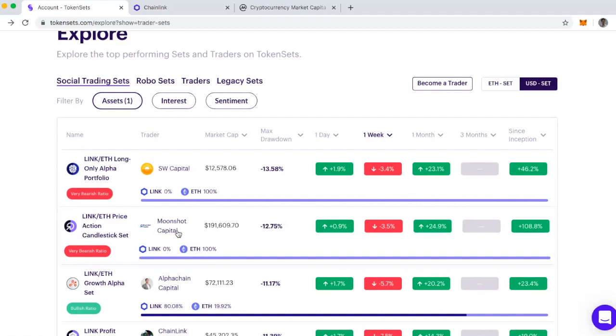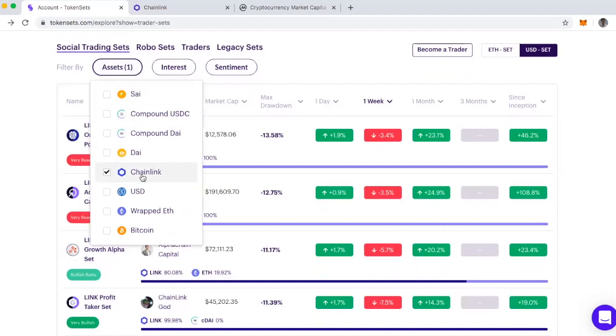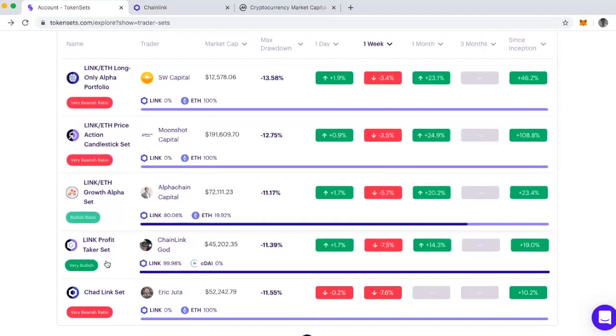So the goal here is if I put money into a set, my hope is that that set will gain value over time versus lose value. Because when I pull my money out, if the token set has gained value, let's say it's gained 10%, my money has grown by 10%. And if that token set has gone down 10% over the time that I've been invested in it, well, now my money has shrunk by 10%. So I've filtered here by Chainlink or the Link token. There are 5 different social trading sets that are using the Link token.